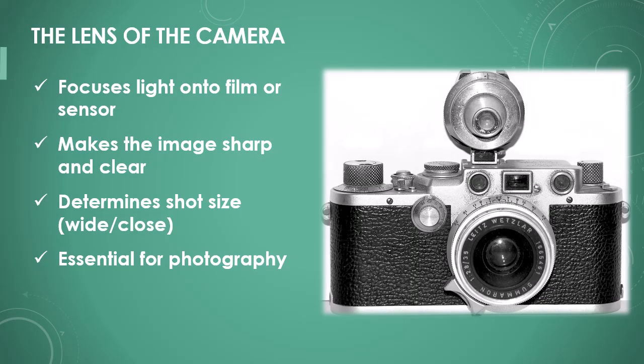The lens is an important part of the camera because it focuses the light onto the film or sensor. It helps to make the image sharp and clear. Depending on the lens used, the shot can be wide or close. Without the lens, the camera would not be able to take pictures.